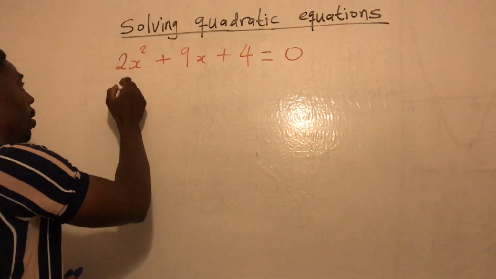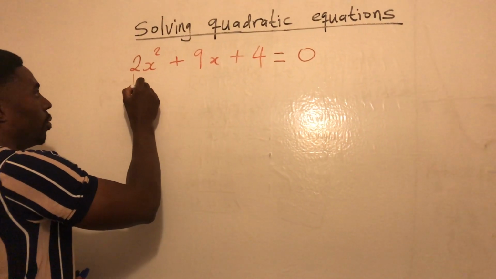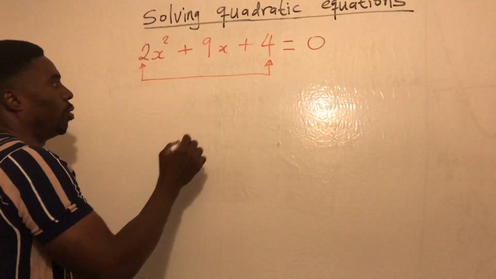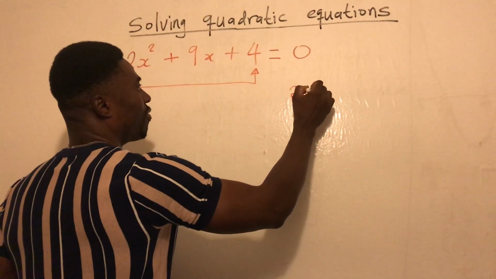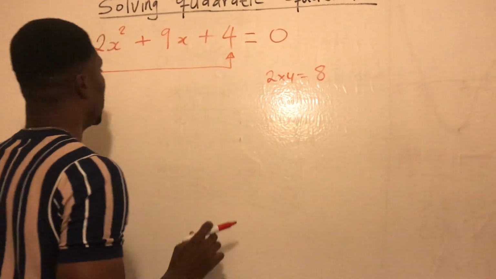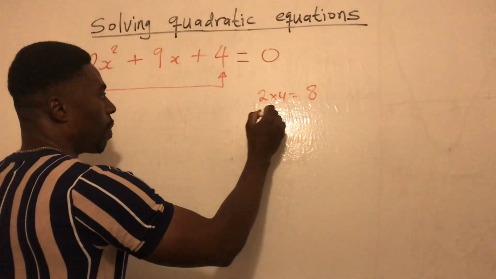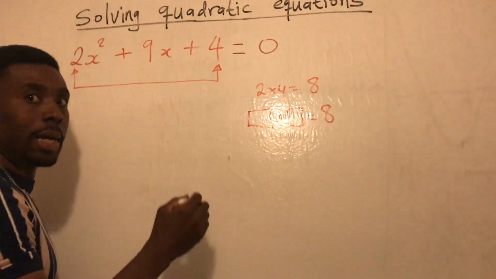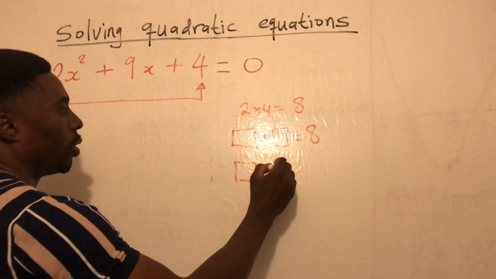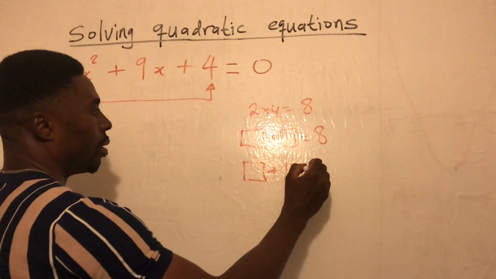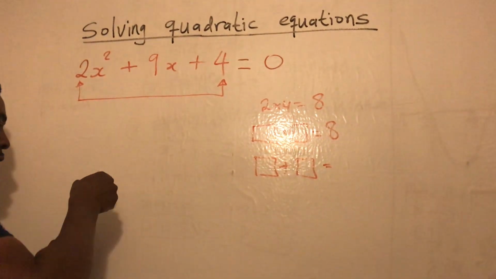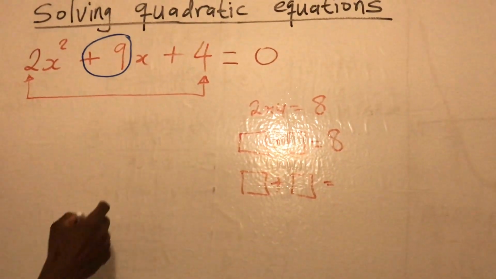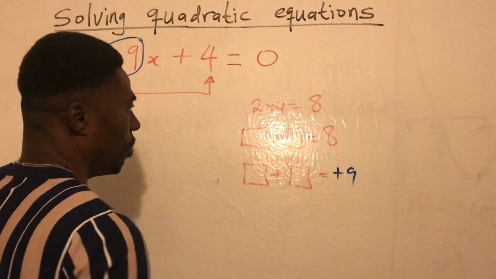To solve this, we pick the coefficient of x squared, which is 2, and we multiply it by the constant, which is 4. So I'm going to look for this 2 times 4. That makes 8. We're now going to look for two numbers that multiply together to give us this positive 8. At the same time, those two numbers, when added together, give the coefficient of x, which is this 9. So I'm looking for those two numbers.